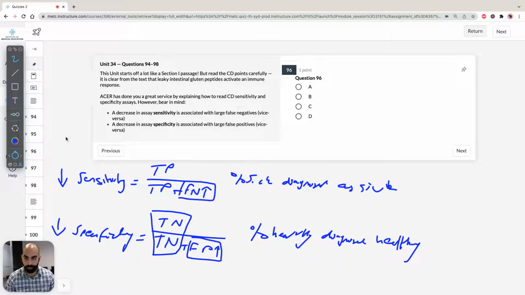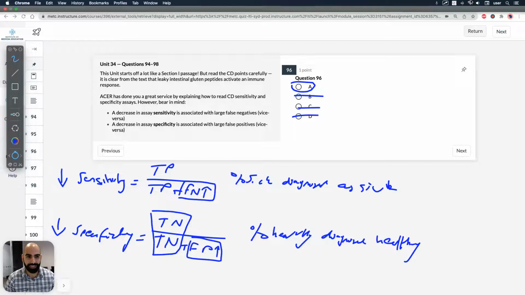So therefore, the answer has to be A or D. So we can cross out these two. So it's going to be A or D because we know it's HLA-DQ8. So for most false negatives, so false positives has to have the lowest specificity. So therefore, if we take a look at specificity, the lowest specificity there is zonulin. So it's 30%. So therefore, the answer has to be HLA-DQ8 and zonulin, so A. So that was nice and easy. So now let's look at question 97.